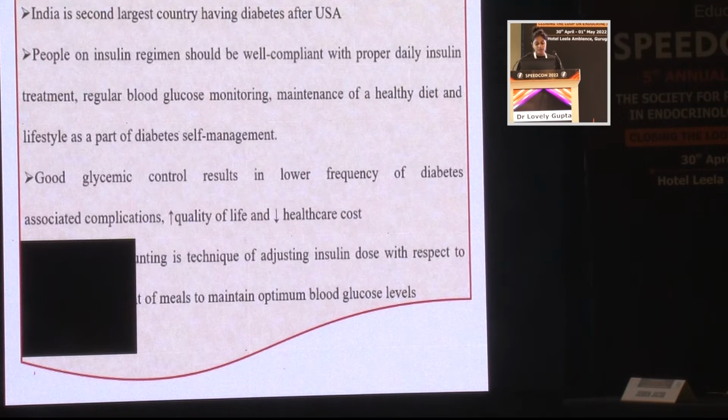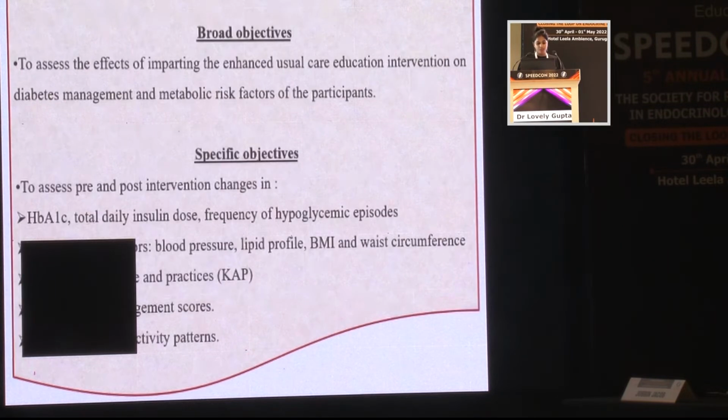Carbohydrate counting is one of the meal planning techniques which is used for adjusting insulin dose with respect to the carbohydrate content of meals to maintain optimum blood glucose levels.